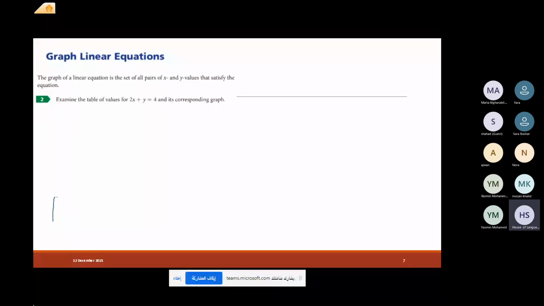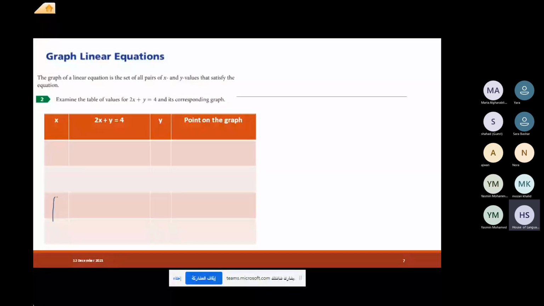Here it is number 2, examine the table of values of 2x plus y equals 4 and its corresponding graph. First of all, when I want to graph the linear equation, the first thing I have to do is draw a table. Okay? In this table, this is my equation, 2x plus y equals 4. It's given. I have now to do what? To graph it. What do I mean by graph it? I have to plot the points in the coordinate plane.